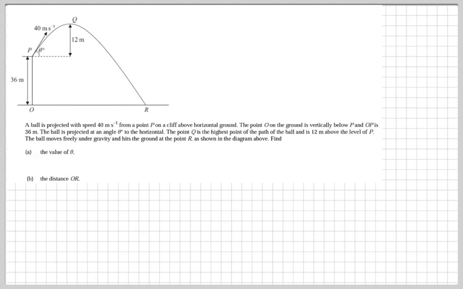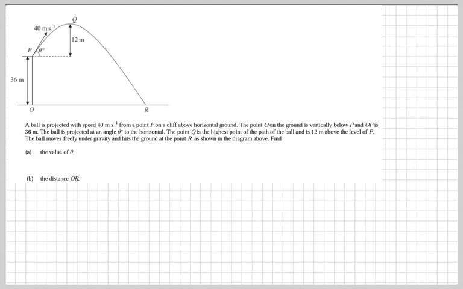The point Q is the highest point of the path of the ball and is 12 meters above the level of P. The ball moves freely under gravity and it hits the ground at the point R, as shown in the diagram above. Find, first of all, the value of theta, and secondly, the distance OR.